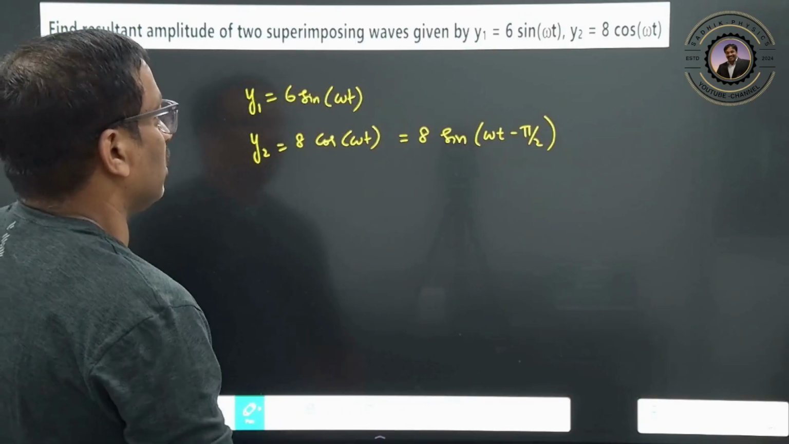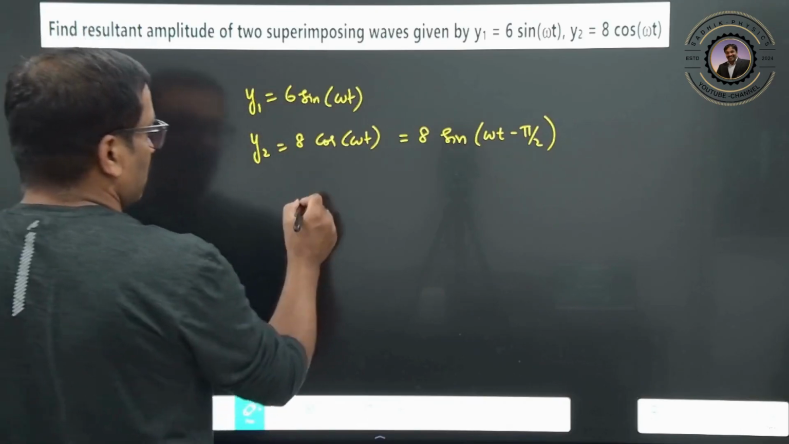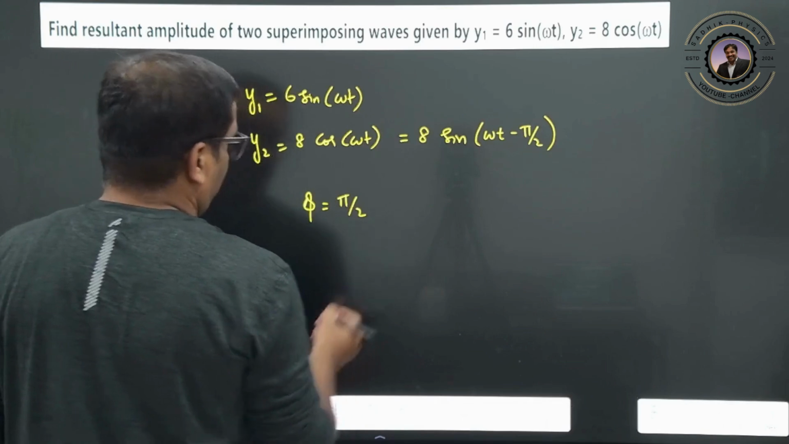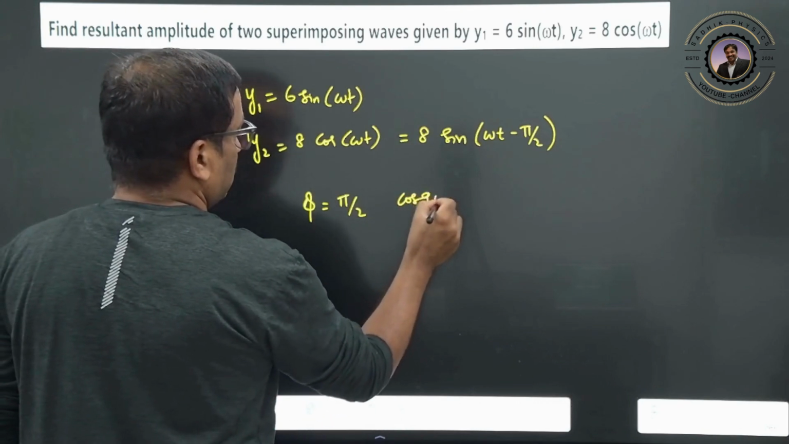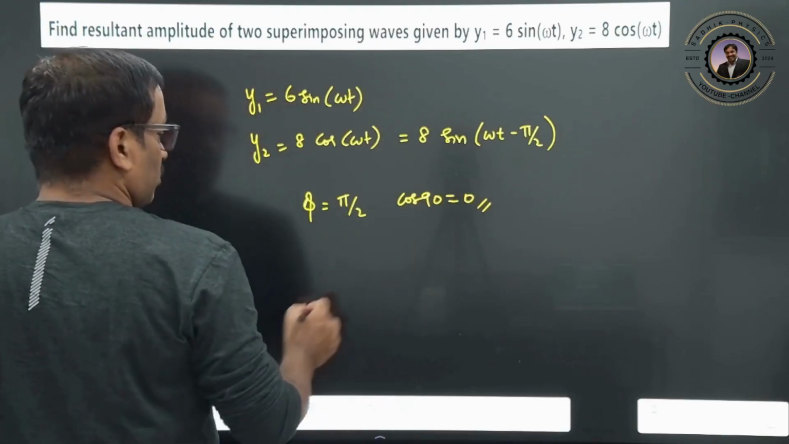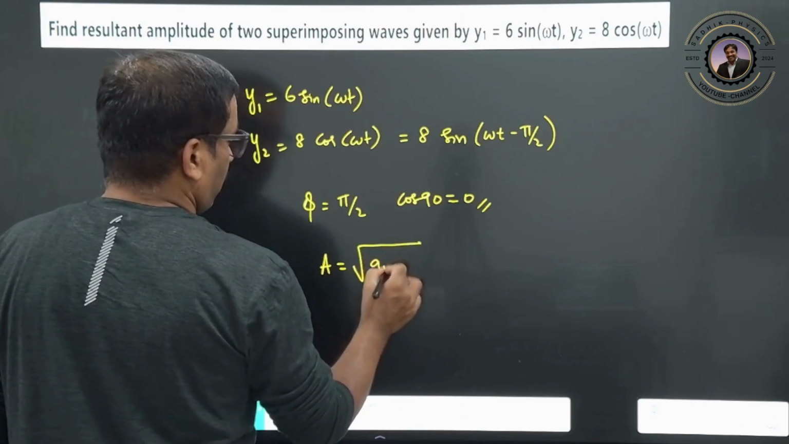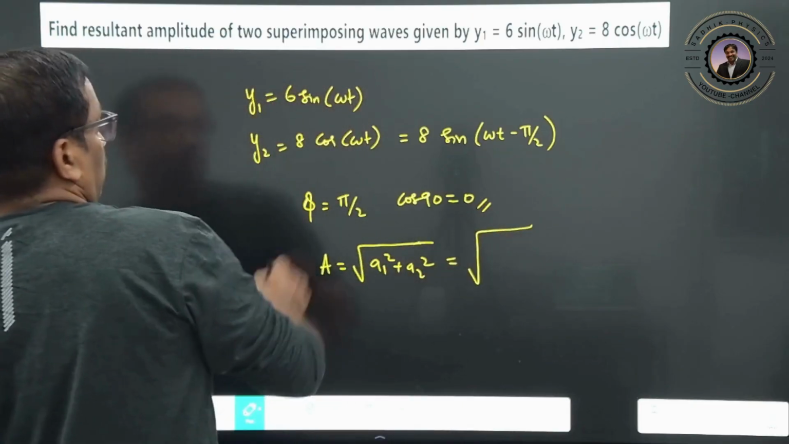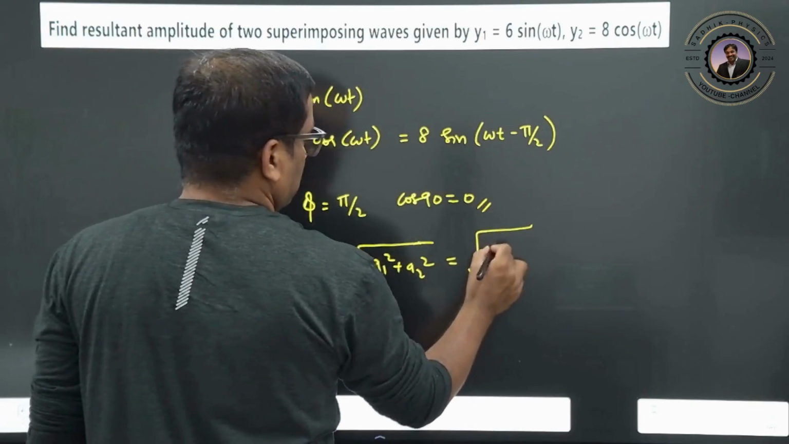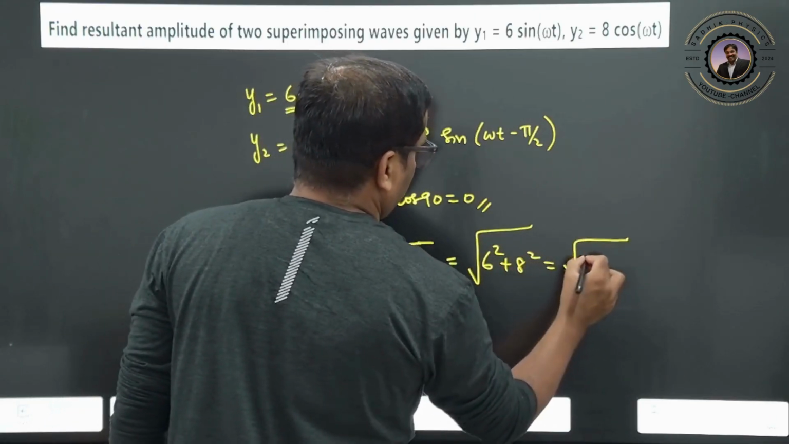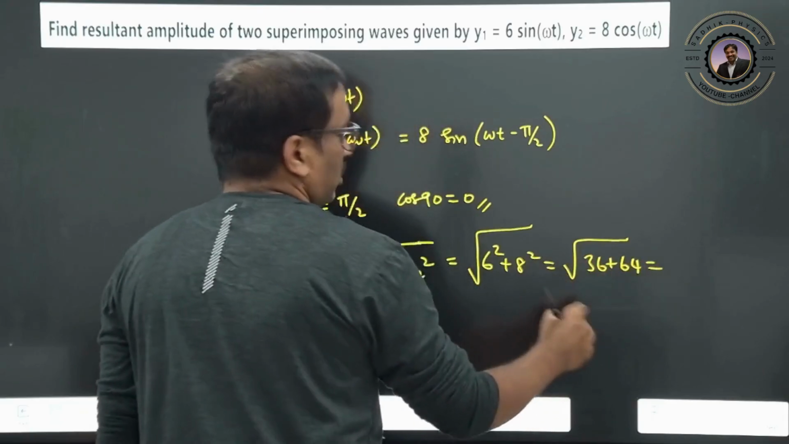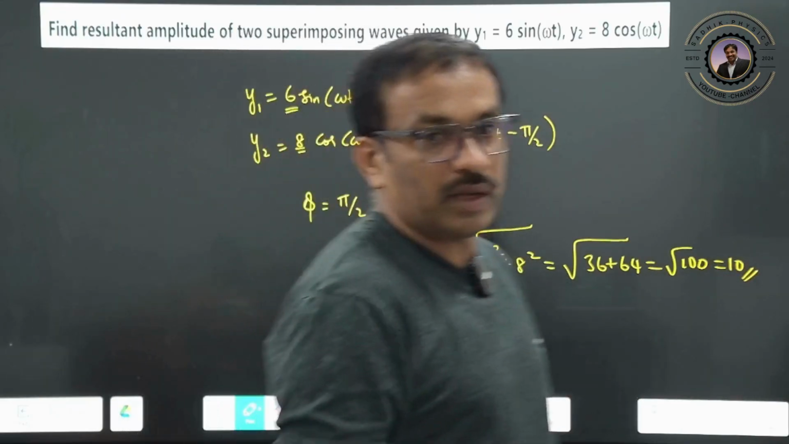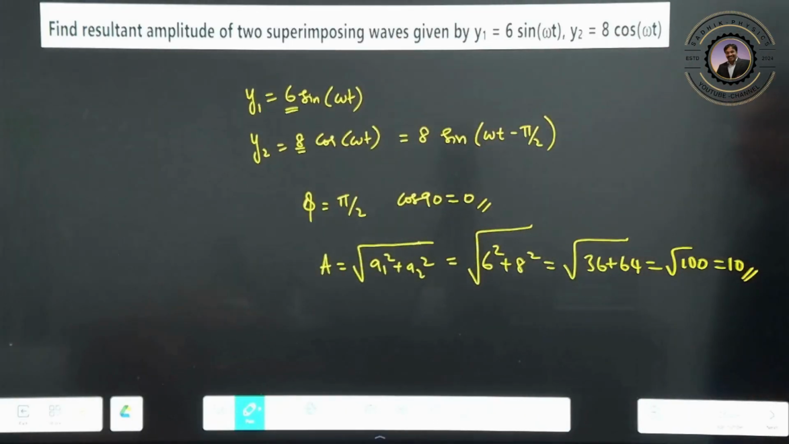So here, what phase difference will you get? Phase difference now you will get as pi by 2. So therefore here cos 90 will be equal to 0, clear? So amplitude can be written as root of a1 square plus a2 square, and the remaining other part becomes 0, clear? So this is 6 square plus 8 square. 36 plus 64, how much? It will be root 100, so that is nothing but 10. So that will be your resultant amplitude now, clear?